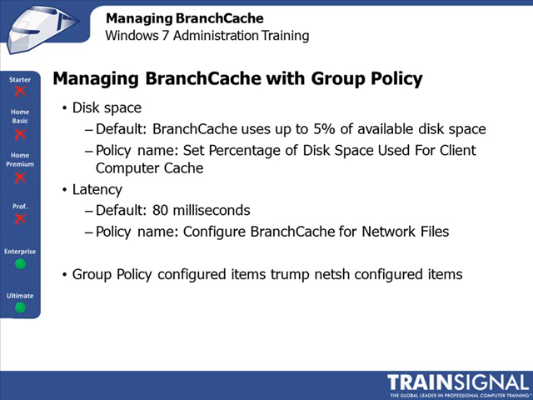I mentioned there's a couple different ways to manage BranchCache, and one is group policy. The other one is to use that netshell command, netsh. But if you have configured netsh and then you configure group policies later on, the group policy configured items will always trump the netsh configured items. The netsh items are good for configuring a single machine or a couple of machines, but when you start getting to a lot of machines, most people will start using group policy because it really does reduce administrative overhead.